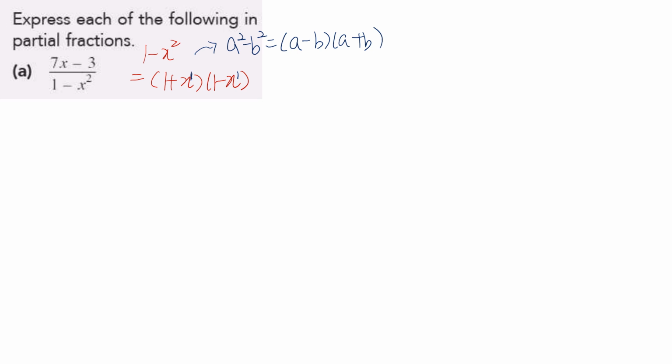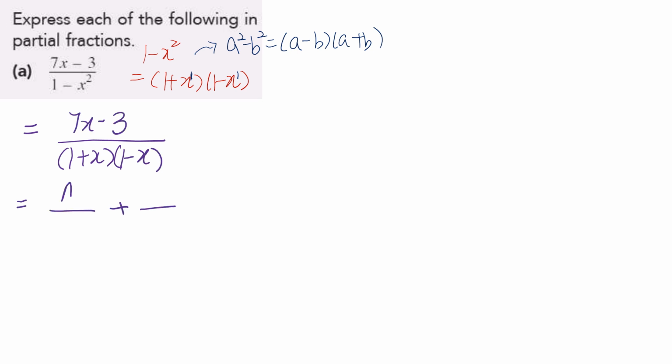So the partial fractions will be A over 1 plus x plus B over 1 minus x. These are the two partial fractions that we'll be using. And then what is the next step? Yes, the next step is to find the unknowns A and B. But to find the unknowns A and B, we need to combine these two partial fractions into a single fraction.